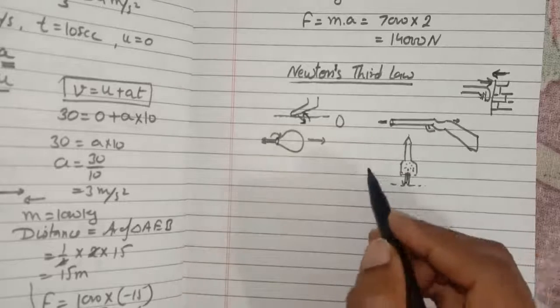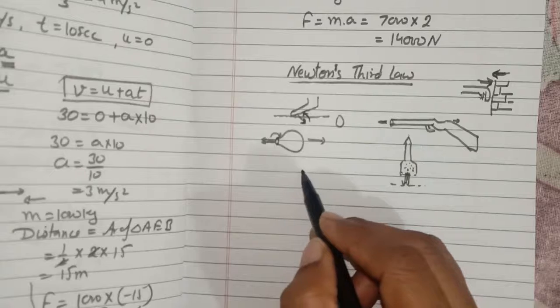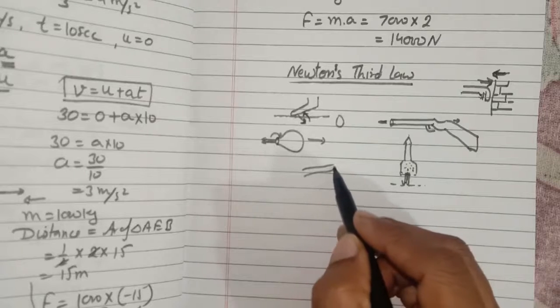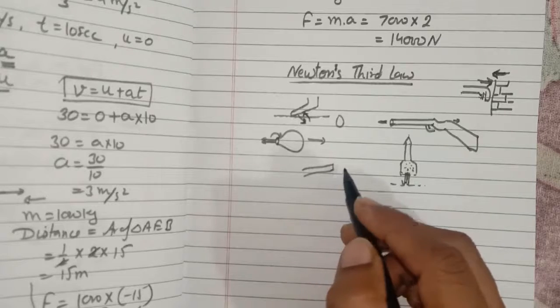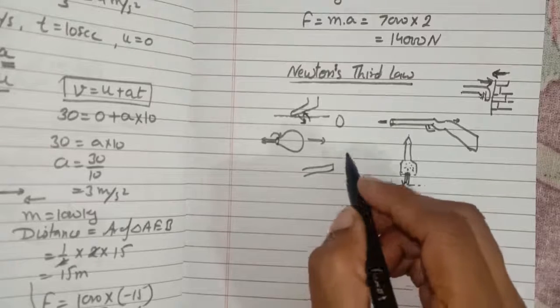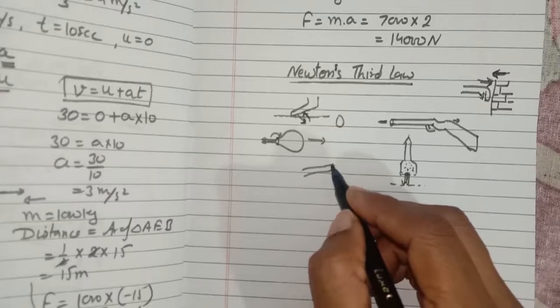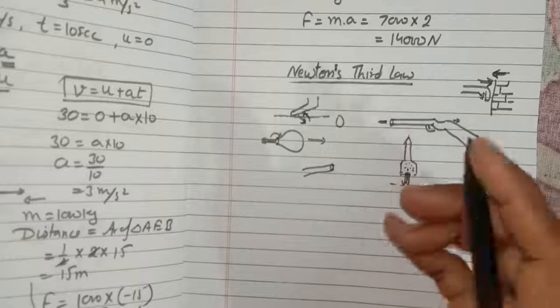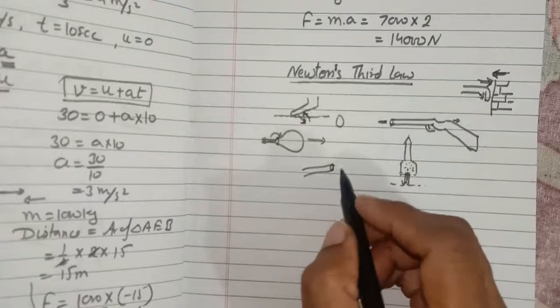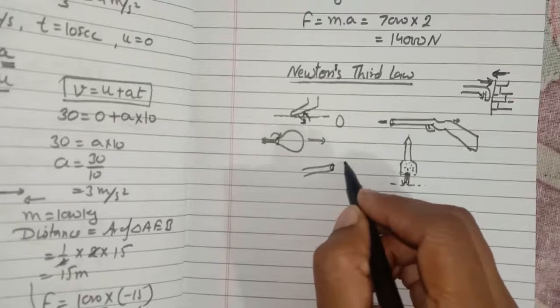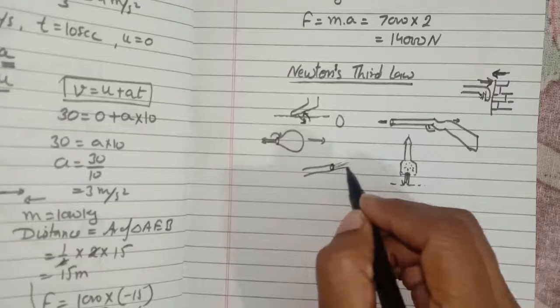One more example is in the case of a hose pipe. Have you seen a hose pipe? A hose pipe is what is used by the fire brigades. Fire brigades have a thick, big pipe, don't they? They have a thick pipe from which lots of water comes out to extinguish the fire.